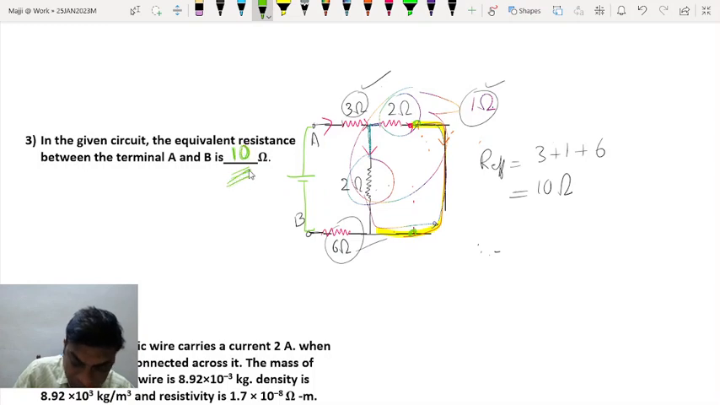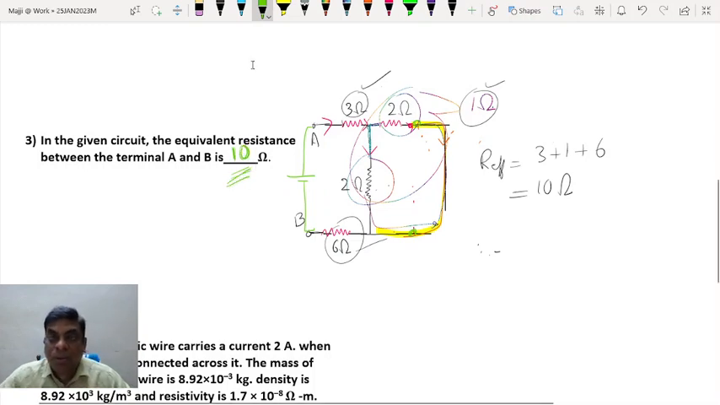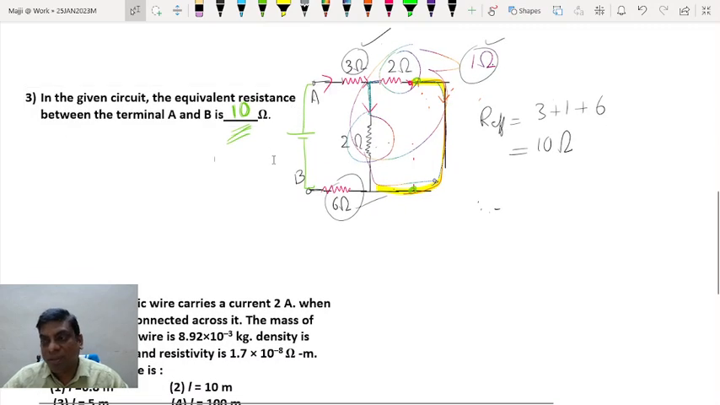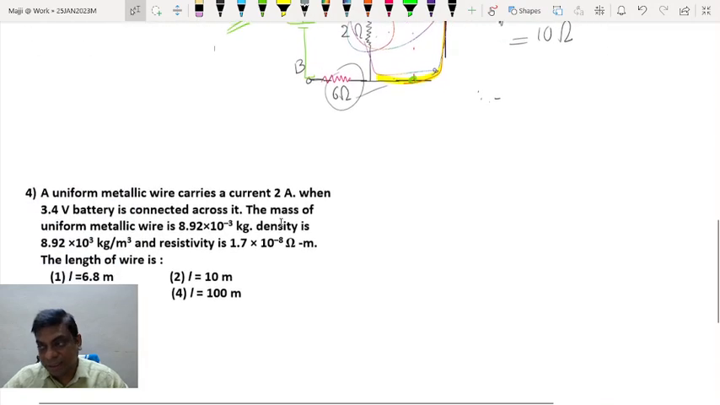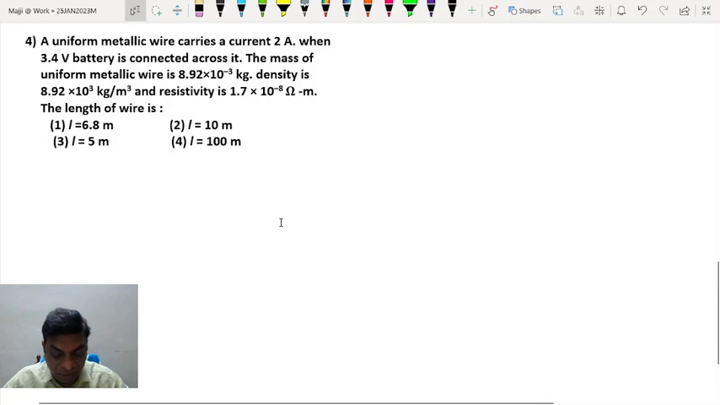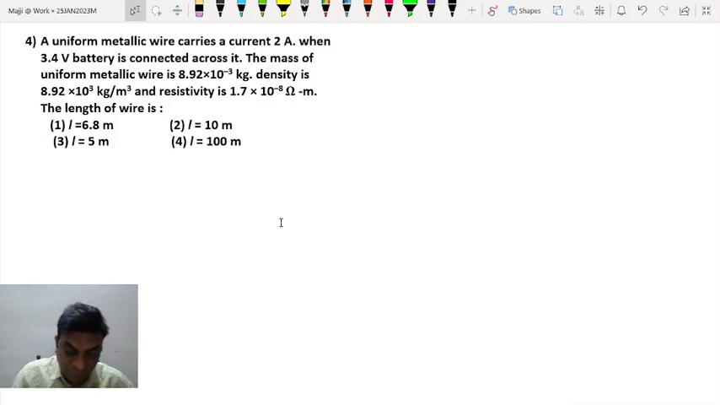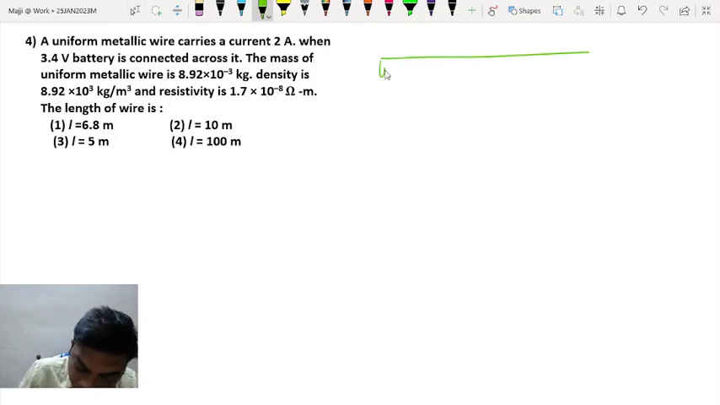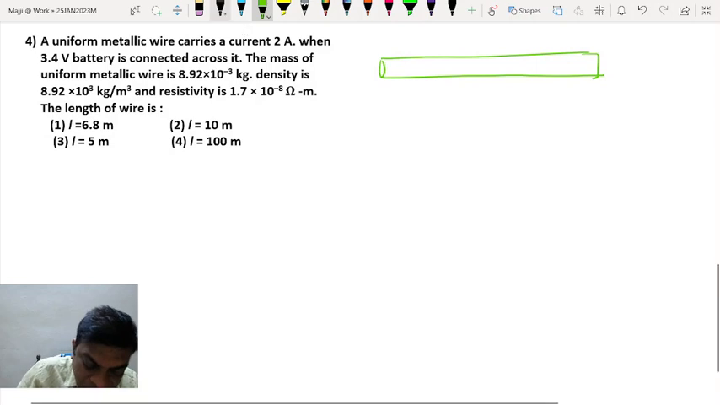So I hope you are getting this. Whenever a short circuit is available, a resistanceless path is available, the entire current will flow through the resistanceless path. Then moving on to the fourth question. A uniform metallic wire carries a current 2 ampere when a 3.4 volt battery is connected across it. The mass of the uniform metallic wire is this, density is this, resistivity is this. This is simply based on the fundamental formula for resistance of a prism.